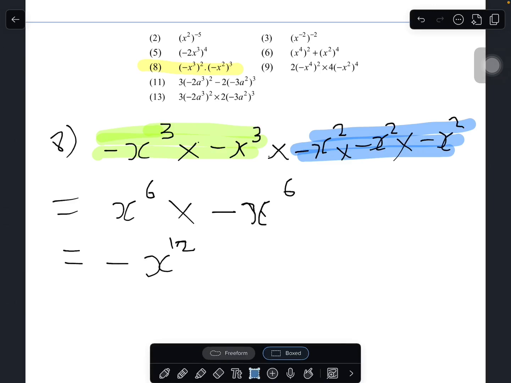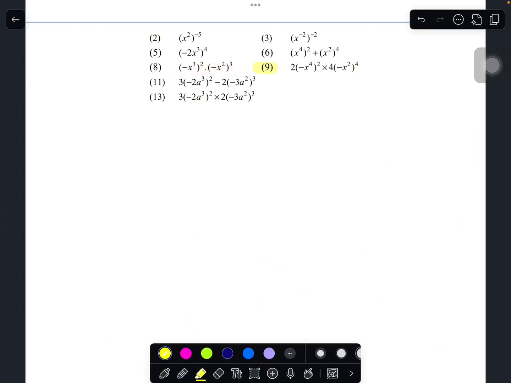So when you're working with these negatives, you've got to think about it like this. If I've got a negative times a negative, it's going to become a positive when I'm multiplying it by the exponent outside the bracket. And the same thing is going to apply for these other ones. Now let's look at 9 right here.